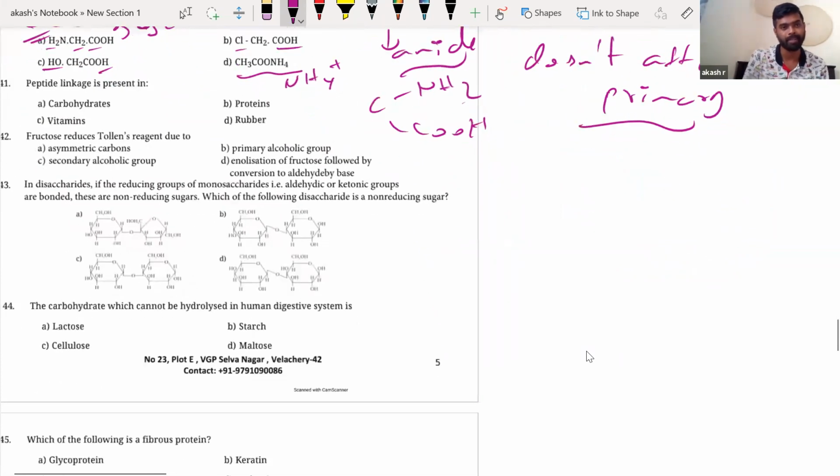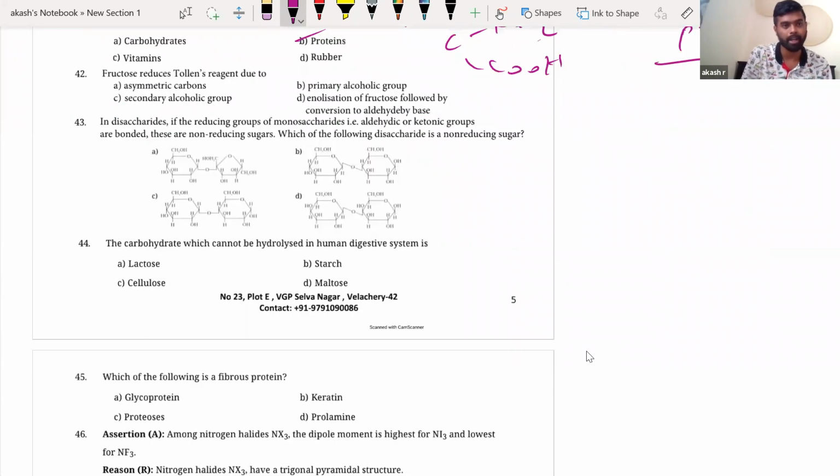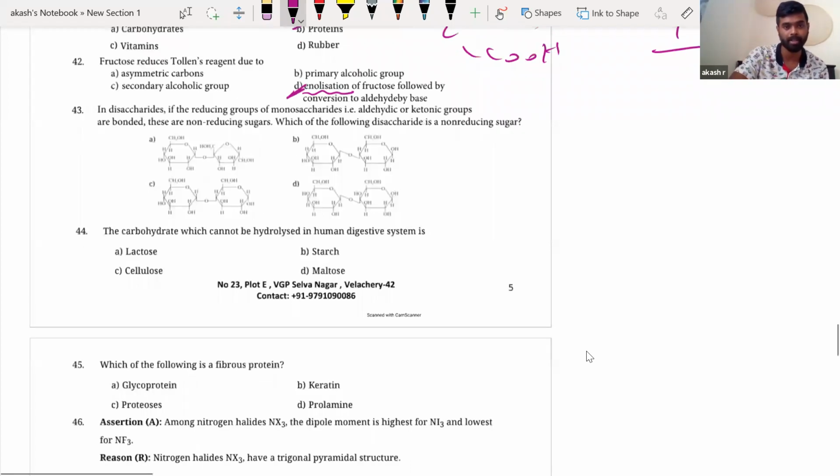Next. I asked them to remove this also. Fructose reduces Tollens' reagent due to... I will teach you some other day. It is because of enolization of fructose. You don't even know what is enolization, that is why I'm not teaching this. But the correct answer is D. Generally Tollens' test is given only by aldehydes. Fructose has a ketone, but somehow the ketone is also giving me a Tollens' test, in the case of fructose. Okay, next.